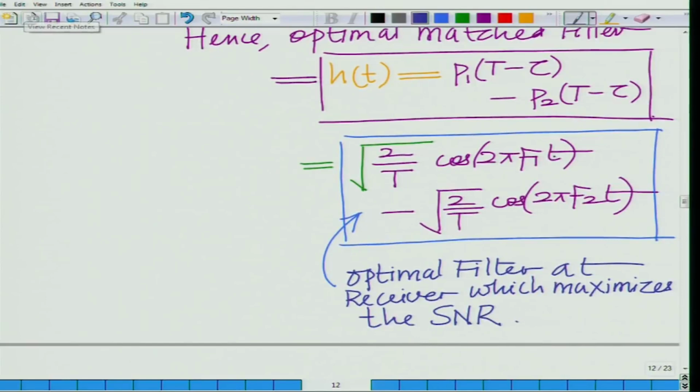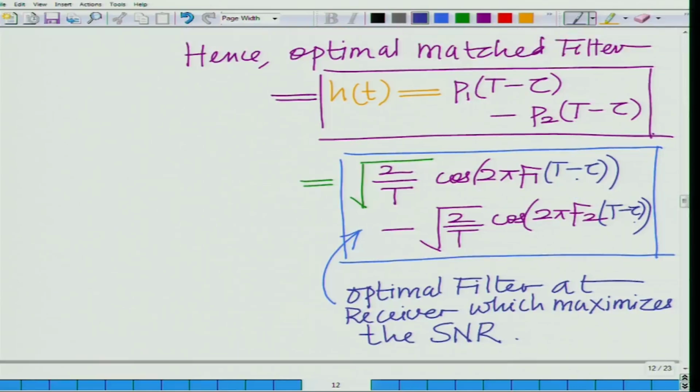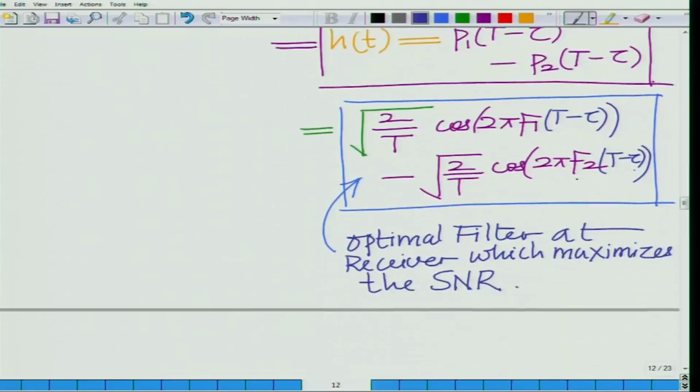I am sorry, I have to simply change this. This is not T, but rather T minus tau. Similarly, over here, the optimum matched filter is p 2 T minus tau. So, it is matched to p 1 T minus p 2 T, which is p 1 T minus tau minus p 2 T minus tau. That is the optimal matched filter.